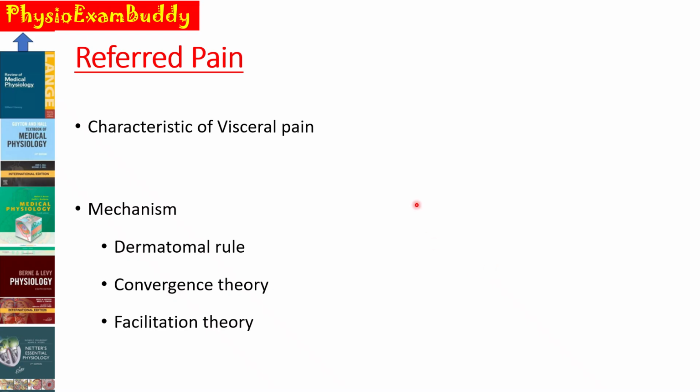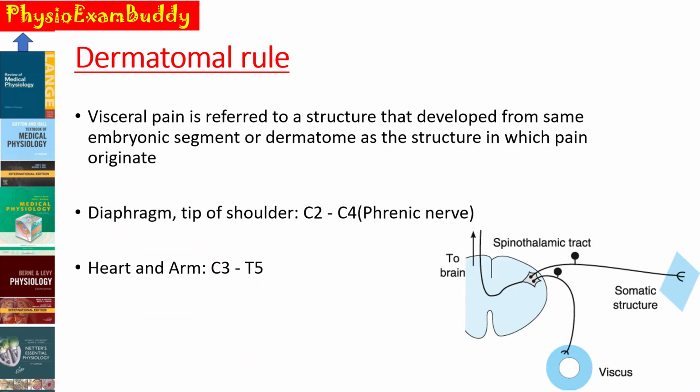Now we are moving on to the second question. So at least you have to explain the two theories related to this type of pain. So here the pain explained in the scenario is the referred pain, which is a characteristic feature of the visceral pain. So what are the mechanisms of referred pain? You have to answer under three headings, that is dermatomal rule, next is convergence theory, and next is about facilitation theory.